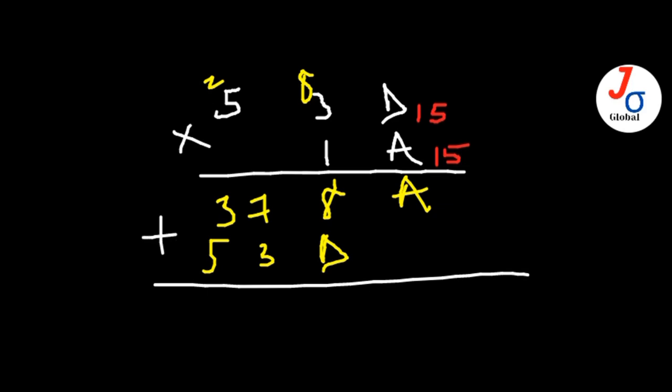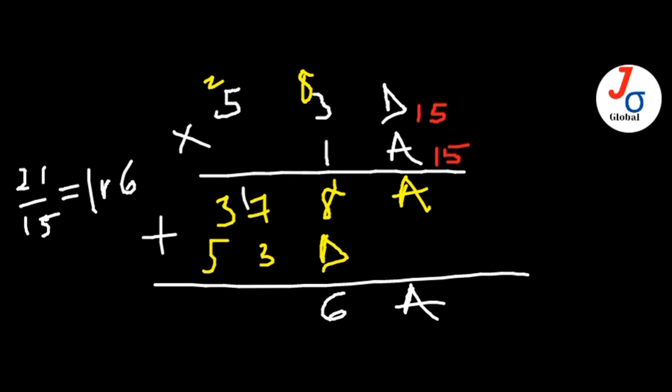Okay, so let's add this up. So A, still nothing to say about that. 8 plus D, remember your D is 13. So that's 13 plus 8, 21. So 21 divided by 15. That's what you have to look at. 21 divided by 15 is going to be 1 remainder 6. So I'm going to write the remainder 6, then carry 1.